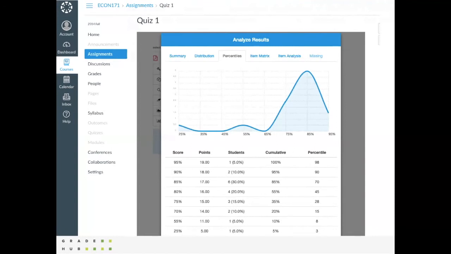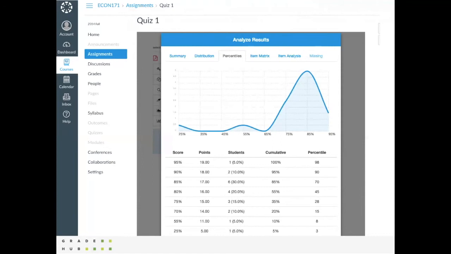What you see on the left is the score, so the percent out of 100 of how the student performed, the number of points, and then what you see in the student column is the frequency of students who scored a certain number of points.